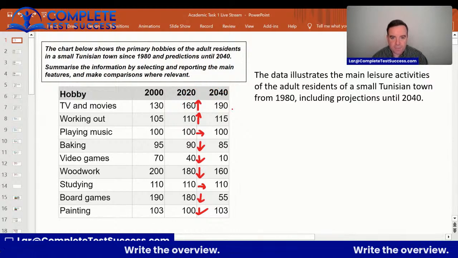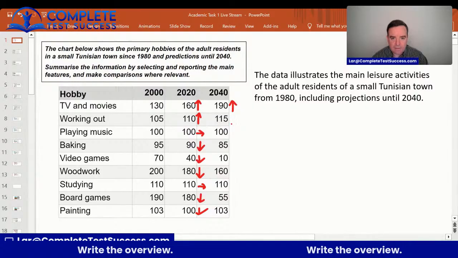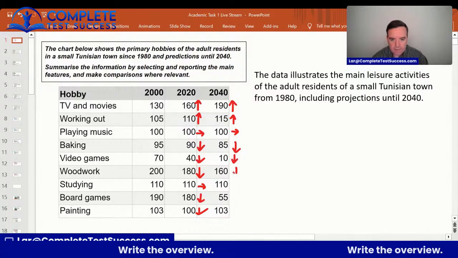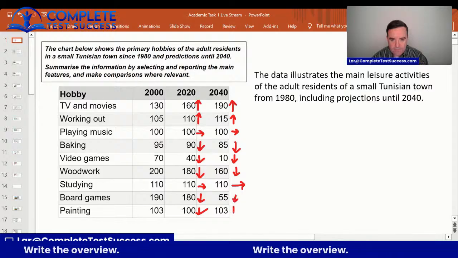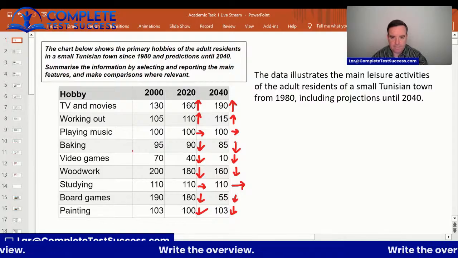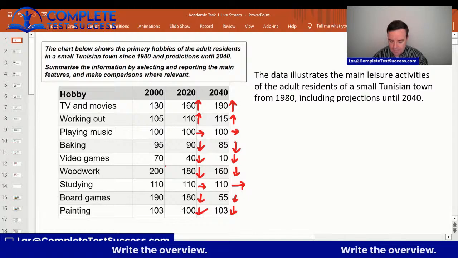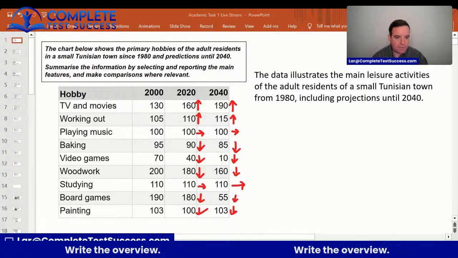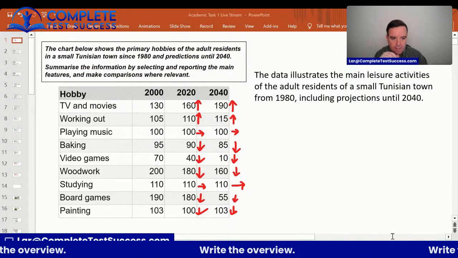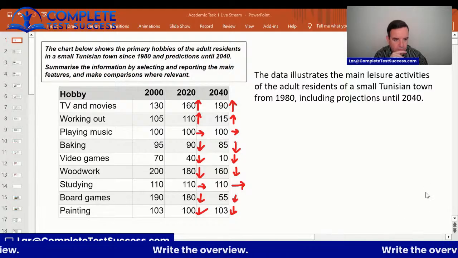So we see 160 to 190, that's up again. And the next one is an increase. This one is the same again. Now we have down again, down again, down again, same again, down again, down again. Okay, so basically we're trying to describe all of that stuff. And that will essentially be what we say in the overview. So let's see how you guys get on with it. If you can do it appropriately, great. If not, I will write it for you.